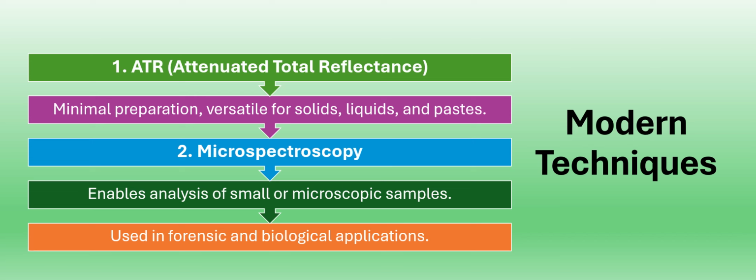Let's explore modern techniques that simplify IR spectroscopy. ATR, attenuated total reflectance, requires minimal preparation and works for solids, liquids, and pastes. Microspectroscopy enables analysis of microscopic samples, commonly used in forensic and biological studies. FTIR imaging, a cutting-edge approach that allows spatial mapping of chemical compositions within a sample, providing high-resolution insights. Did you know? FTIR imaging is widely used in pharmaceuticals for quality control.